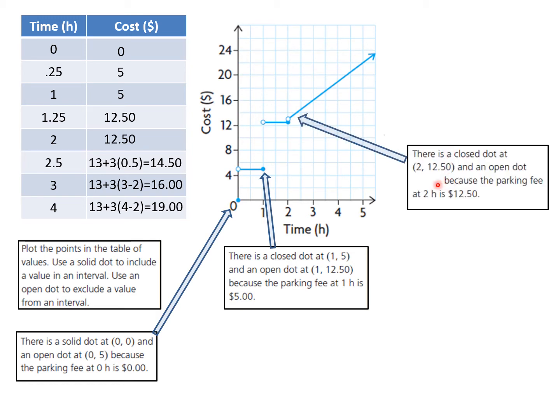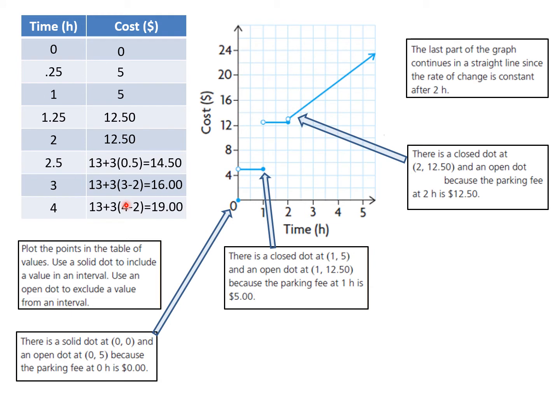Then we've got a closed dot at (2, 12.50), but an open dot right above it because the parking fee at 2 hours is $12.50, but right above it, we get into the third piece of our piecewise function. So the last part of the graph is linear because we have a constant rate of change. We have a slope value of 3, so after 2 hours this is just linear, it just continues on.